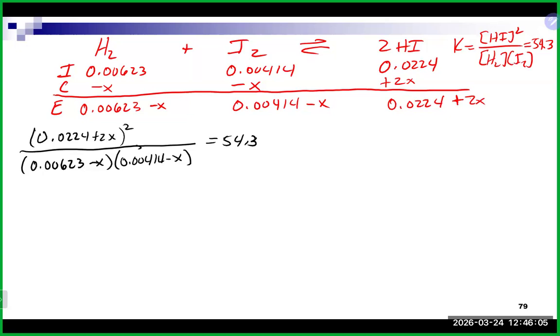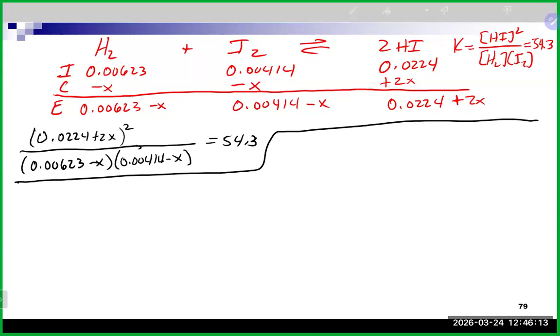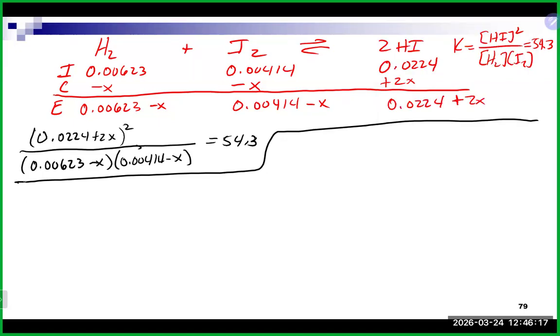All right, so I'm going to split it off here and do the top first and then the bottom, then bring everybody back together just so we can see it here. I'll go red for the top. So just the top part, which is essentially 0.0224 plus 2x, twice, right?